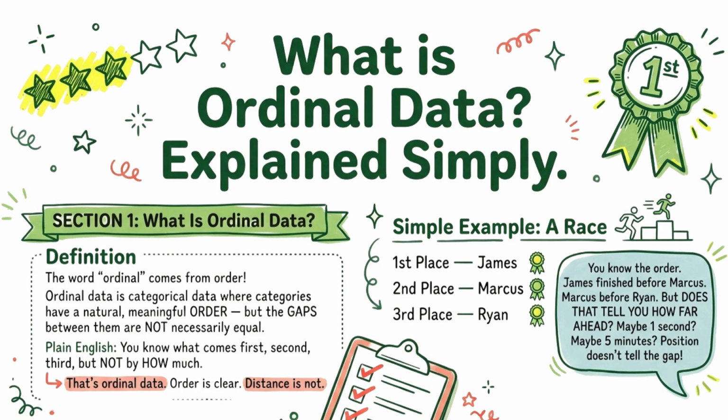What is ordinal data? Explained simply. Today we're breaking down ordinal data, one of the four fundamental types of data in statistics. The word ordinal comes from order, and that's the core secret. Categories have a natural sequence, but the gaps between them are not equal. Order is clear, distance is not.